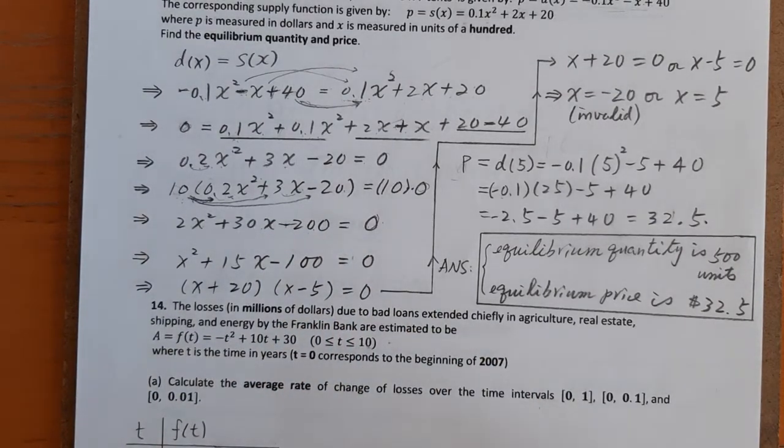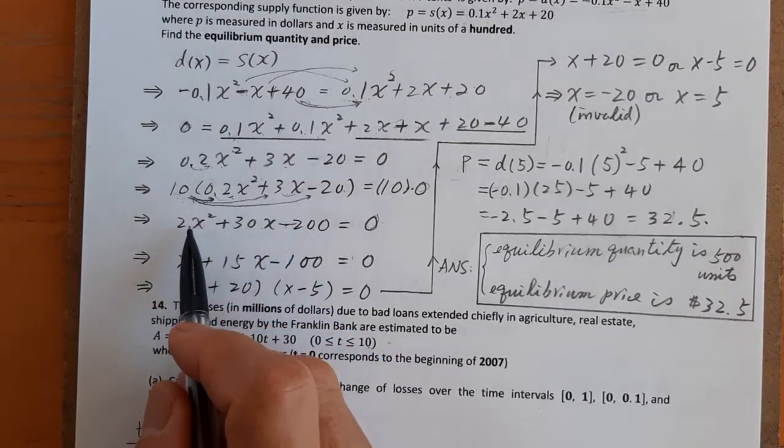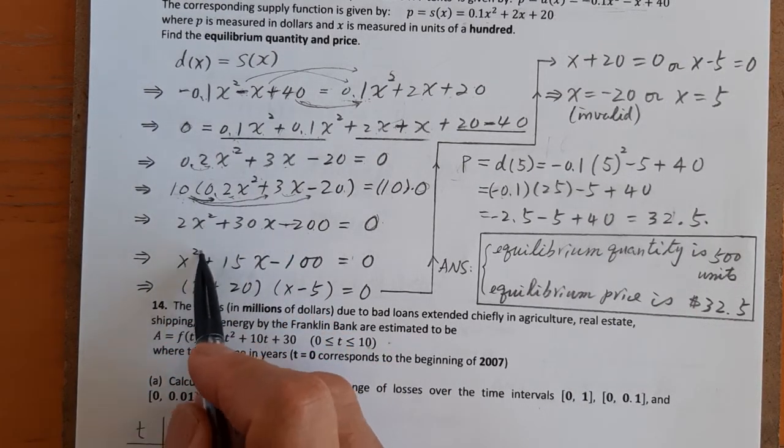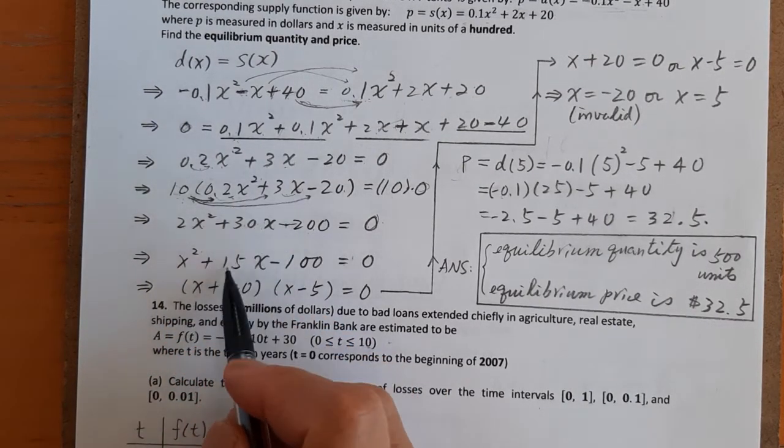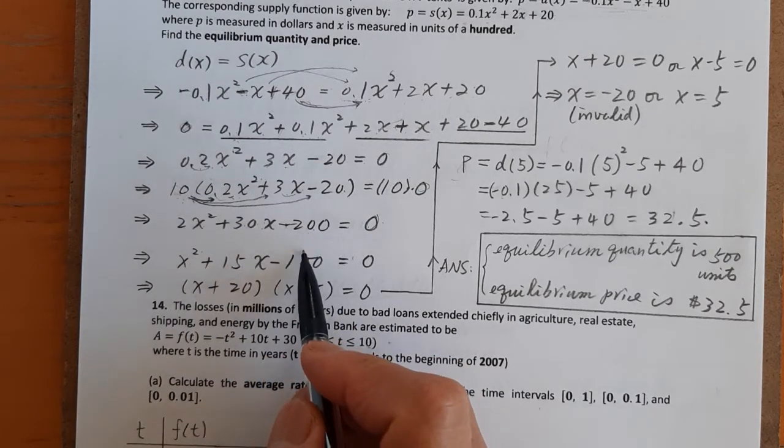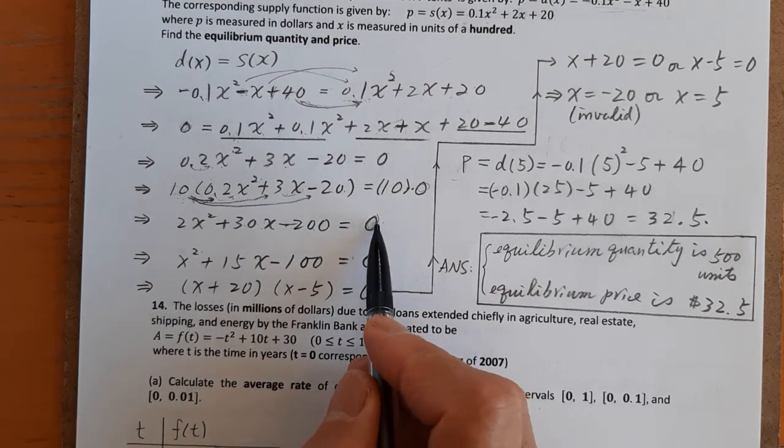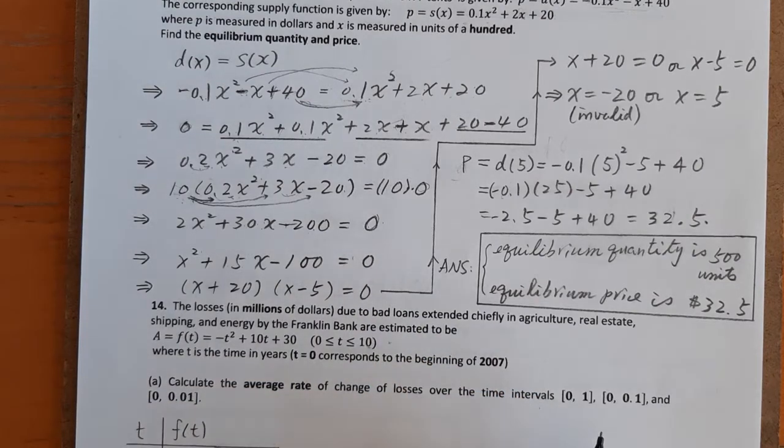And you can reduce it because the common factor is 2. Cancel 2: we get x squared, 30 divided by 2 is 15x, 200 divided by 2 is 100, and 0 divided by 2 is still 0. And then you factor it.